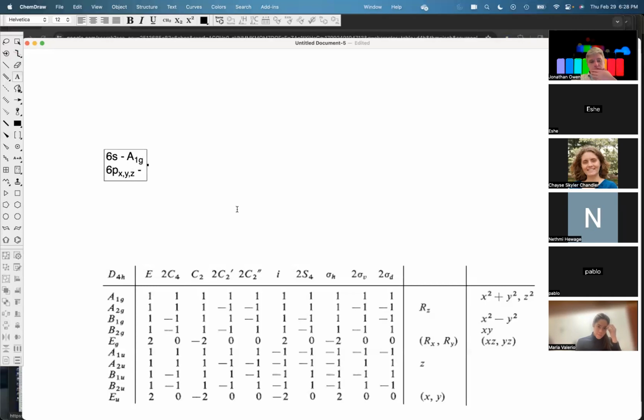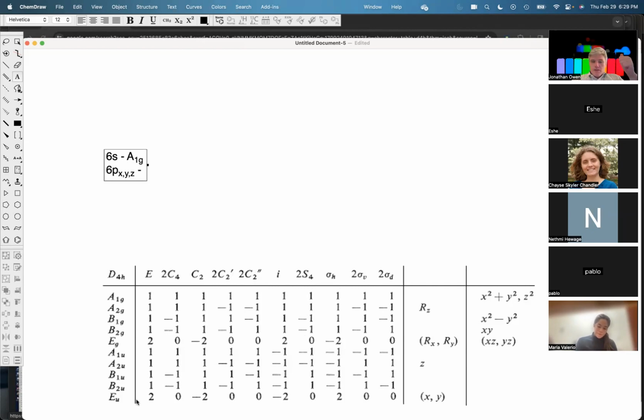How about 6px, py, and pz? Well, here, the table tells you the s orbital is not labeled, and that's because it's sort of obvious. But x, y, and z are described here in this column of linear functions. So you can look at the table, and it says pz is A2u symmetry. A pz orbital, if you applied all these operations, would do this. And px and py are in parentheses down here. They transform together. A different way to say that is that the X and Y directions are degenerate. They're indistinguishable from one another. The Z direction is distinguishable from X and Y.